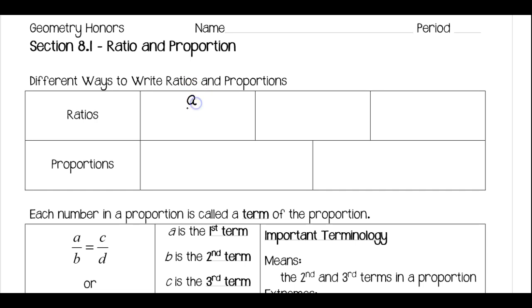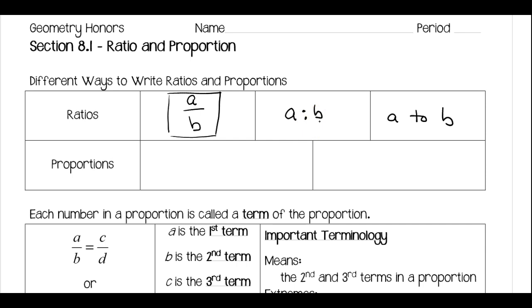So we could write it as A to B, and we can write it with a colon, and we would say it the same way, A to B. Or we can write it out in words, A to B. Again, this will be the most common way, and then with a colon, that'll be the second most common way.